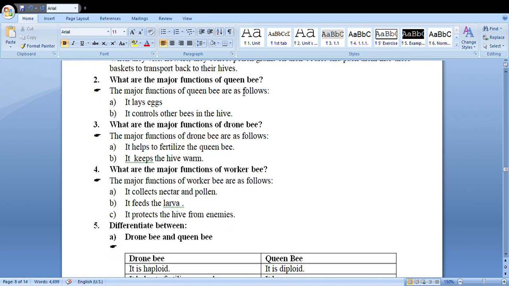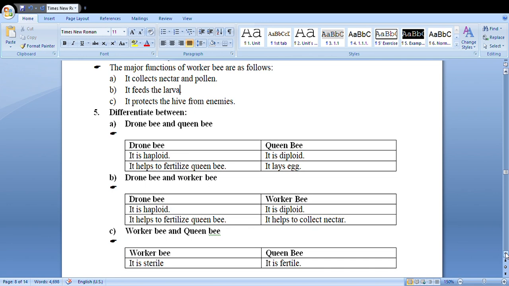What are the major functions of queen bee? The major functions of queen bees are as follows. It lays eggs, it controls other bees in the hive. What are the major functions of drone bee? The major functions of drone bees are as follows. It helps to fertilize the queen bee, it keeps the hive warm. What are the major functions of worker bee? The major functions of worker bee are as follows. It collects nectar and pollen, it feeds the larva. It protects the hive from enemies.